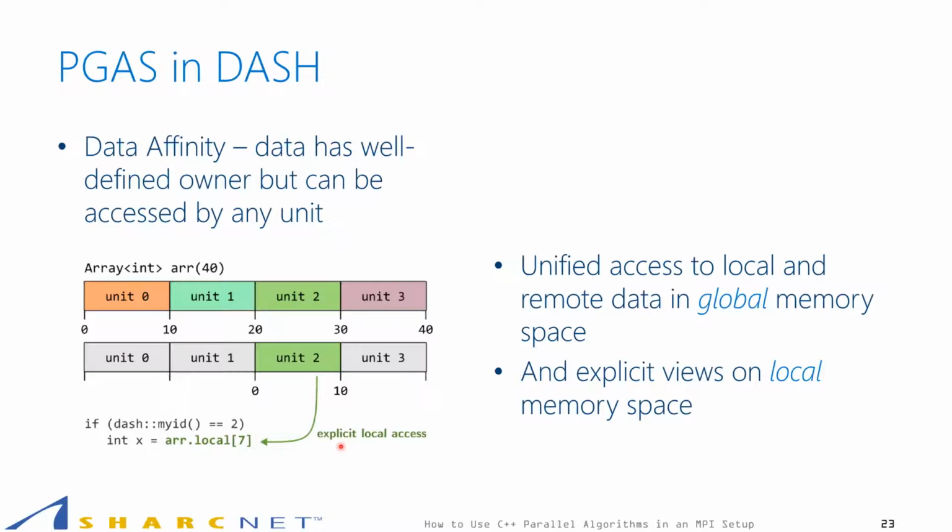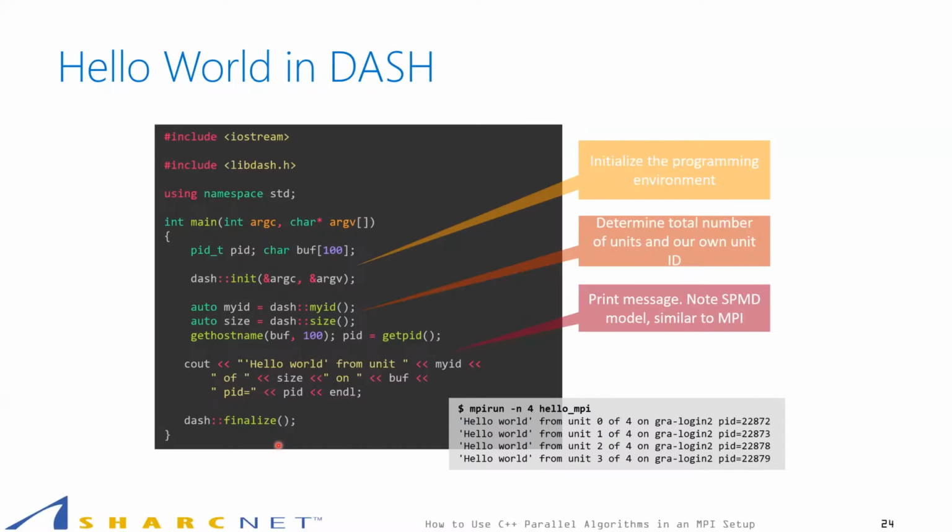But there is also an explicit view on local memory space. So here, if you are on unit 2, you can use .local to explicitly refer to a local element using the local indices. So you can use [7] to refer to that unit, but you can't have access to other units using the local one.